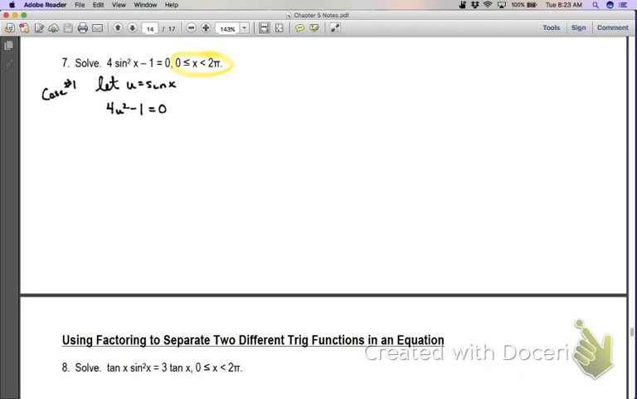Do you agree that we could factor this into 2u minus 1 and 2u plus 1 and do it that way? We're just solving a quadratic, right? So we could have 2u minus 1 equal to 0 and 2u plus 1 equal to 0. So u equals 1/2 and u equals negative 1/2.